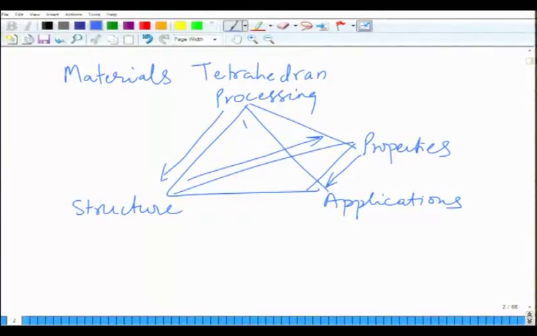Processing is also related to applications because processing is related to cost and ease of processing and manufacturability. So, this tetrahedron basically shows you interrelation between four important aspects of materials engineering. And then we discussed about classification of materials.